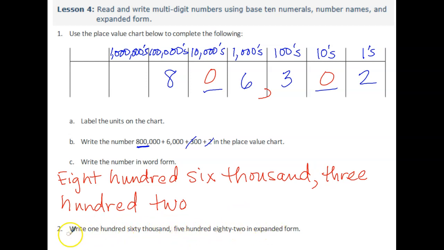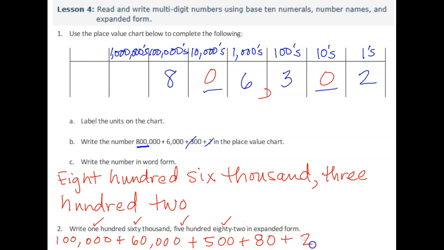All right. So now it asks us to write 160,582 in expanded form. So we're going to have our 100,000 to take care of the 100. And then it says 60,000, so that's plus 60,000. That's the 6 10,000s plus 500 plus 80 plus 2. All right, and that's your 1 in the 100,000 place. You have 6 in the 10,000 place, 5 in the hundreds place, 8 in the tens place, and 2 in the ones place.